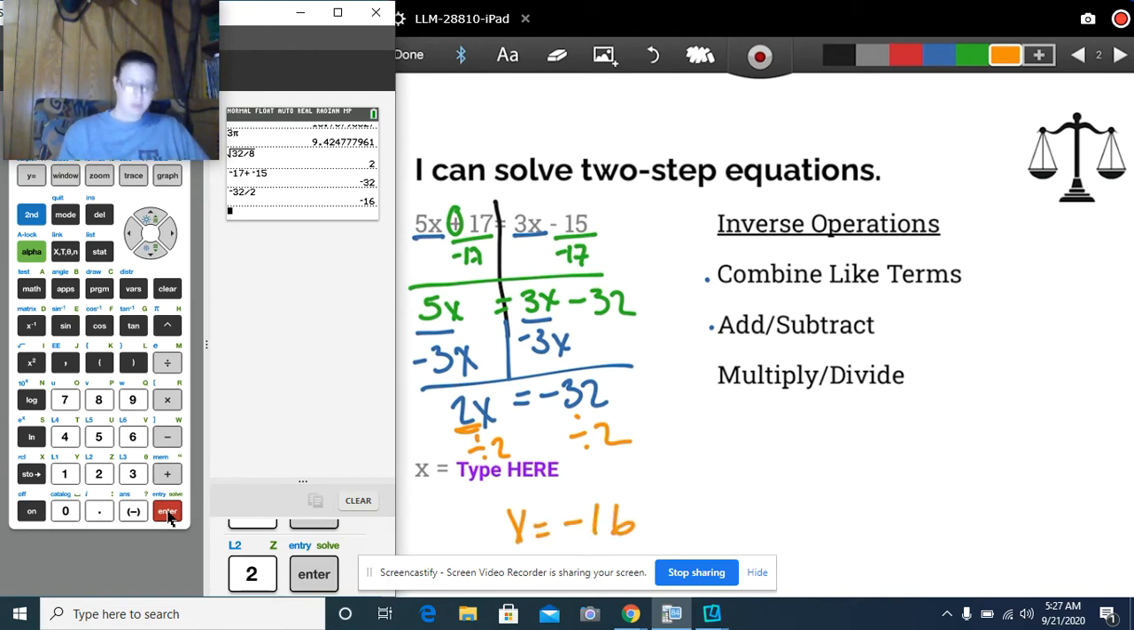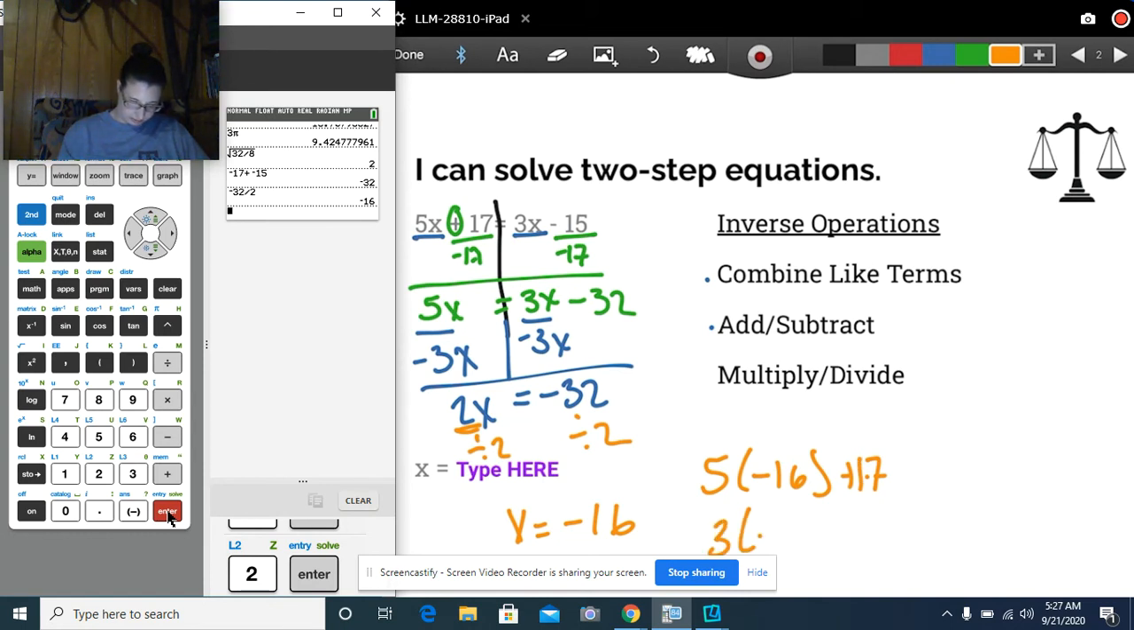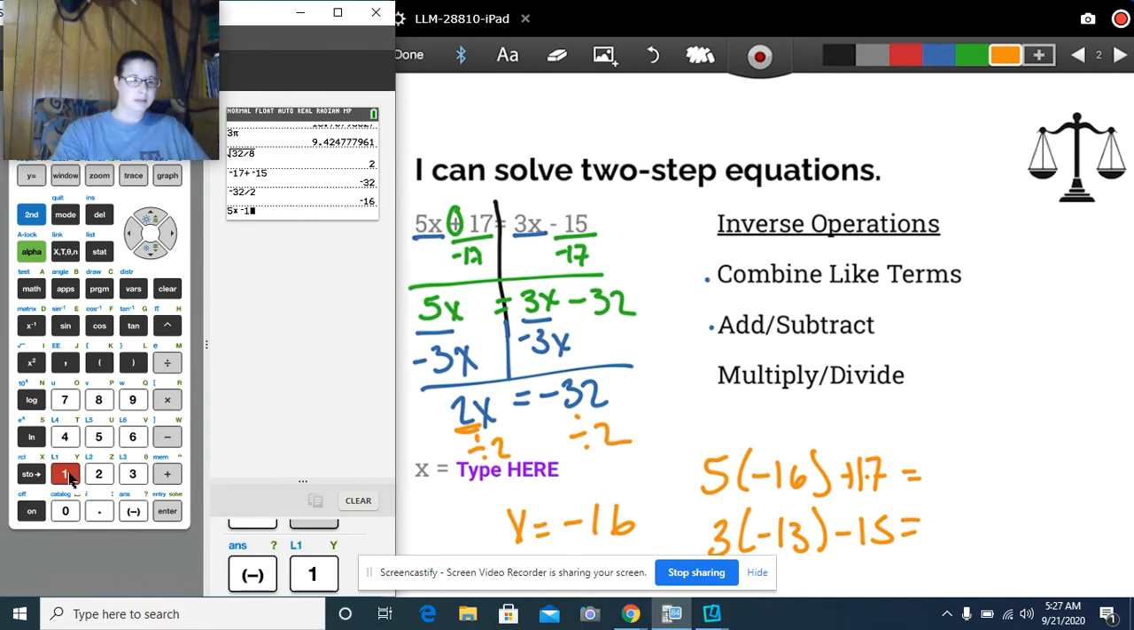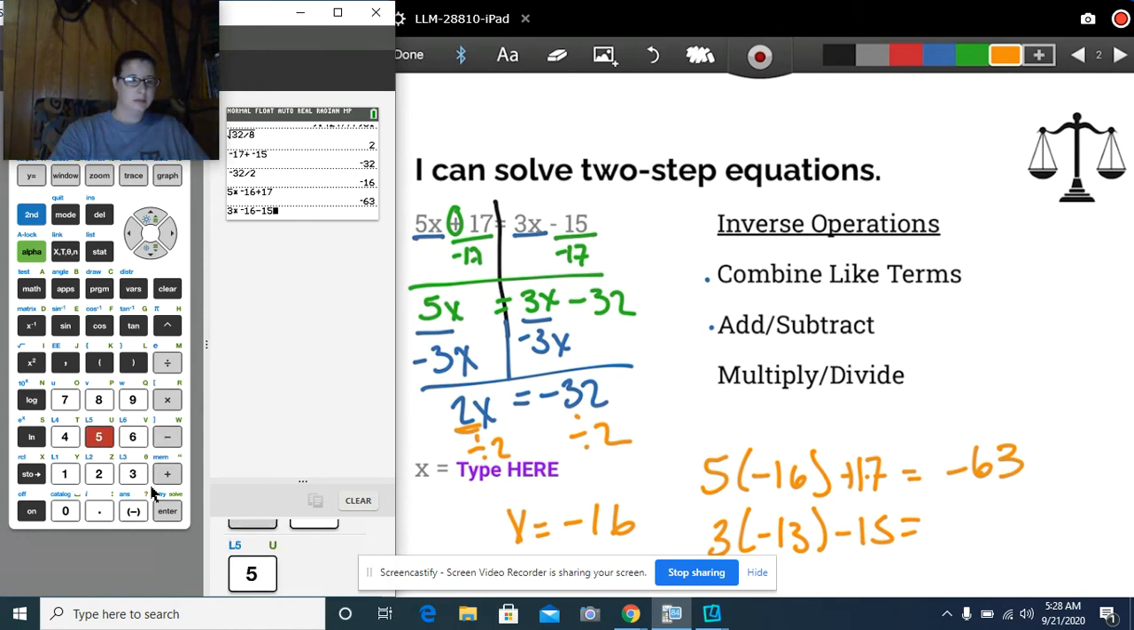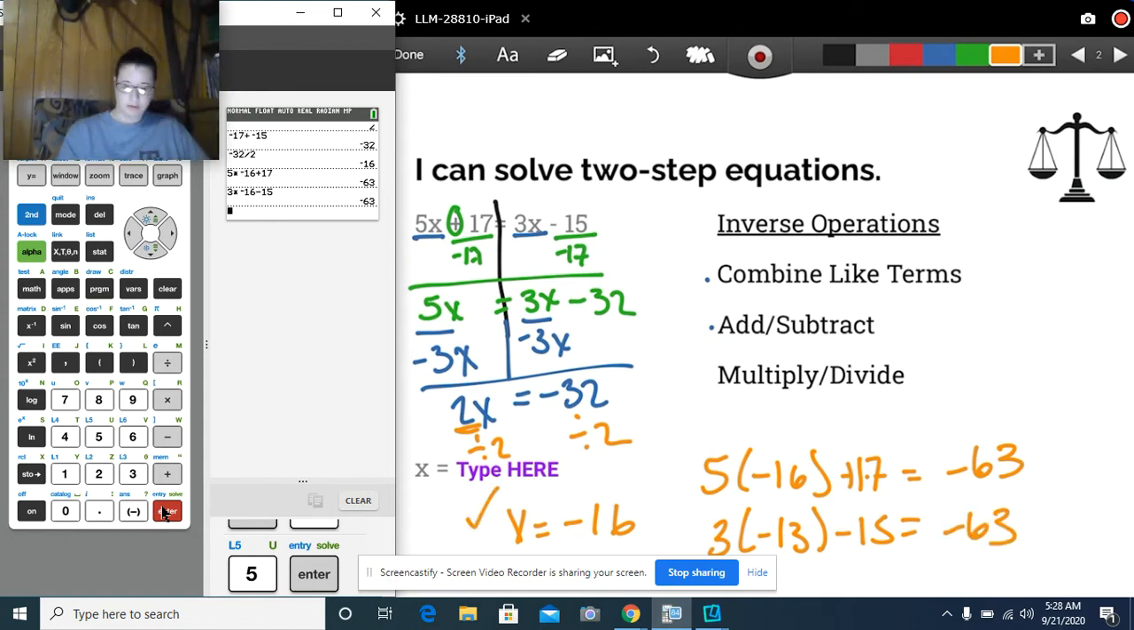Now, I'm going to double check my work, make sure I got it right. I want to do 5 times negative 16 plus 17, and 3 times negative 16 minus 15. Both of those should equal the same thing. 5 times negative 16 plus 17 gives me the answer negative 63. 3 times negative 16 minus 15 gives me negative 63. So that means I solved my variable correctly.